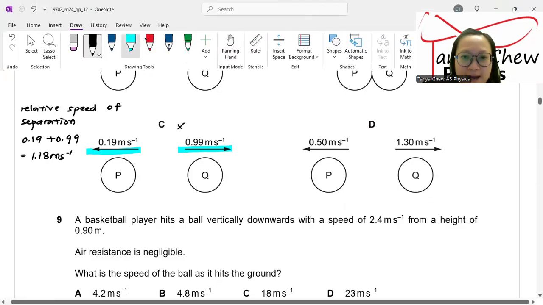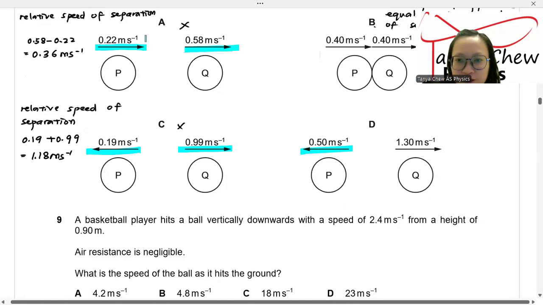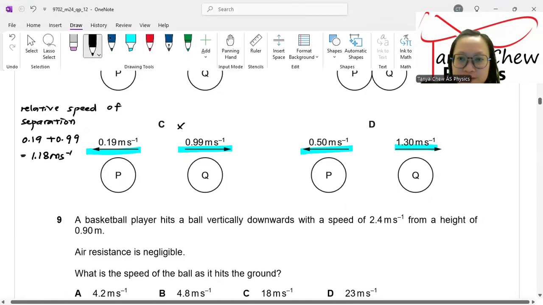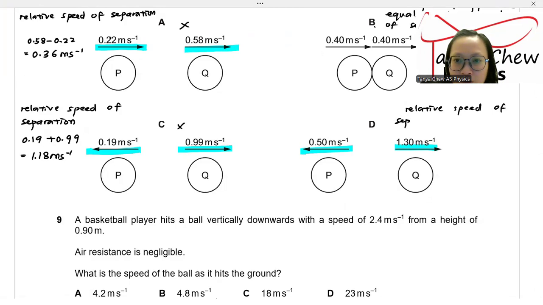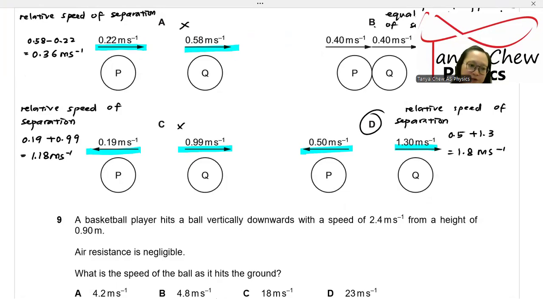And let us look at D. P is to the left, Q is to the right, opposite direction, right? They are moving in opposite directions. So the relative speed of separation is equal to 0.5 plus 1.3. So I get 1.8 meter per second. Can you see? Ta-da! D is the answer.